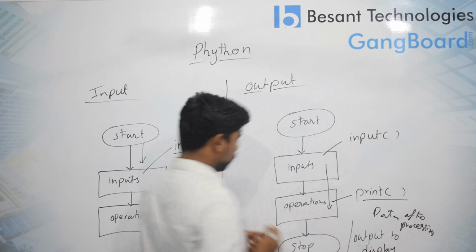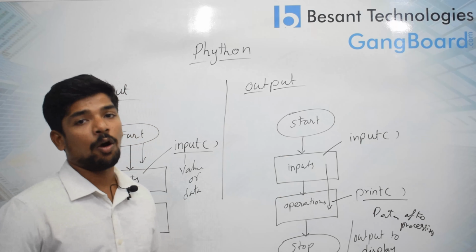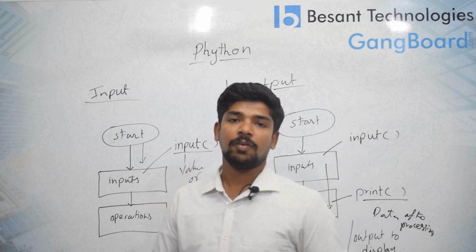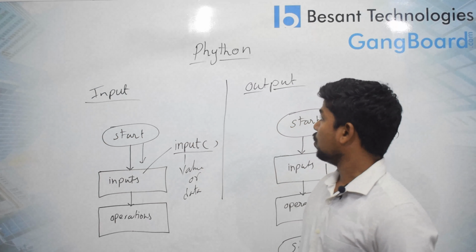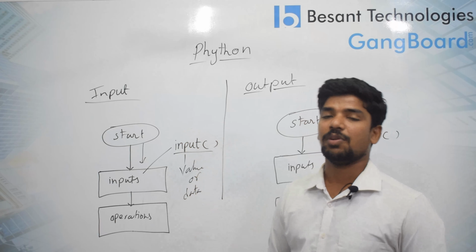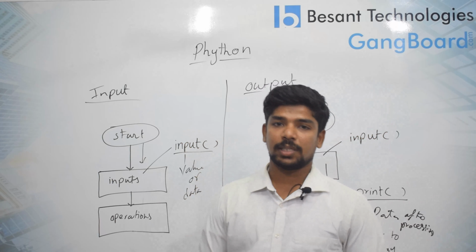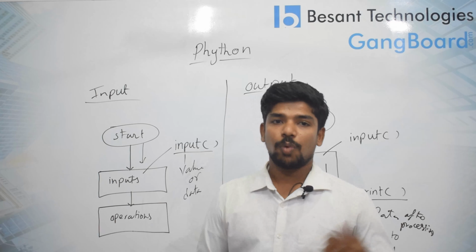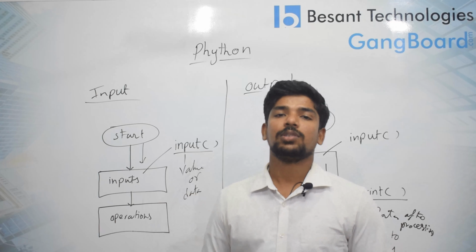For any program, it is mandatory to use the input function and the print function in order to display the values or the data which we require for the user. So don't forget to use input and output functions in your program, otherwise it will not display anything, so you don't get the required data on the screen. Even though you can use the processed values, you can't see them.